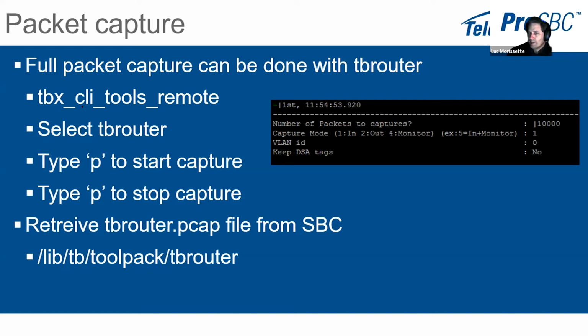So you need to use the same tool, TBXCLI tools remote, TB router, P to start capture, P to stop capture. As we were discussing with Rudy a moment ago, it will capture everything unless you filter, and the filter is very minimal, either the VLAN ID or just one way, all right? But there's not a big filter on that. You will capture everything that goes on. So usually you should try to capture a short period of time and try to reproduce quickly what you need to reproduce so you can quickly filter out anything that is unnecessary and get only the part of the traffic you want.